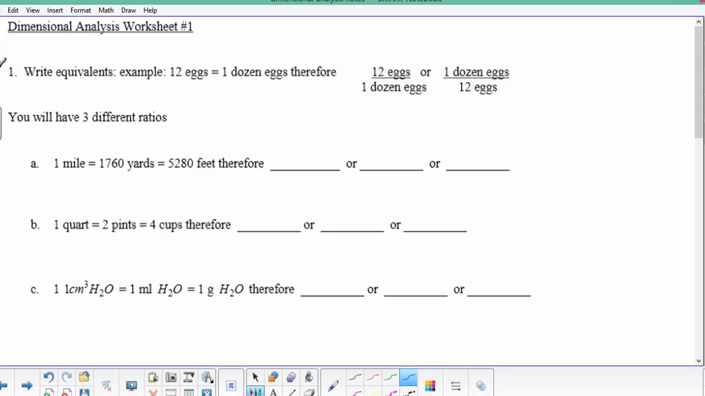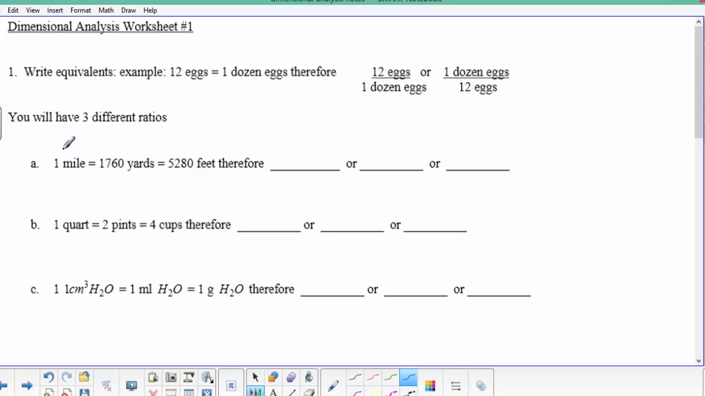Moving on to the worksheet, we're going to write equivalences. For example, 12 eggs is equal to 1 dozen eggs. Therefore, we can take 12 eggs over 1 dozen eggs, or if we flip it, 1 dozen eggs is equivalent to 12 eggs. So we have 3 different ratios.